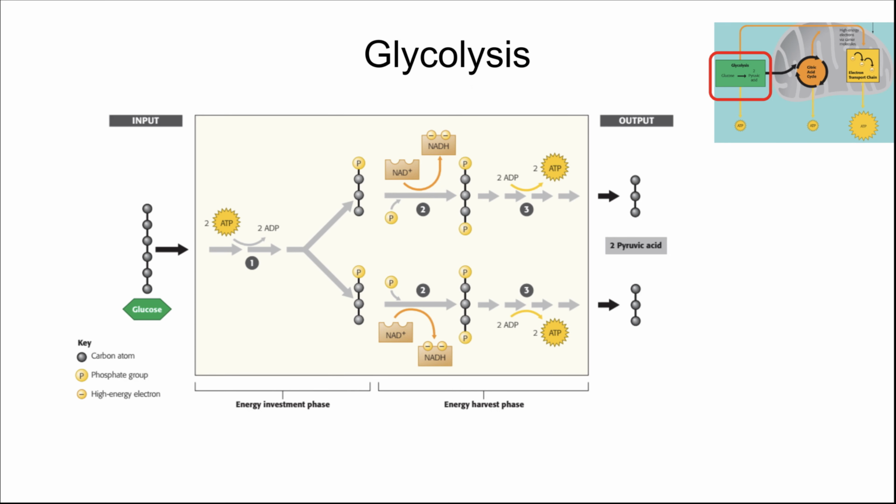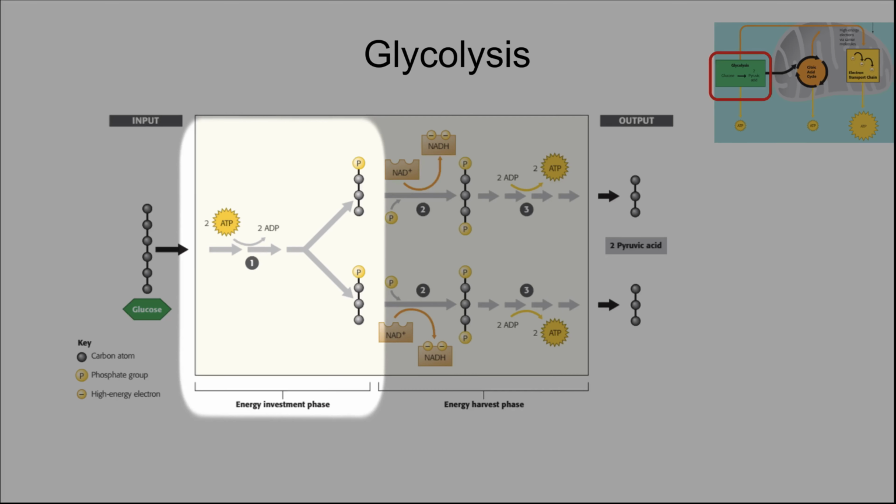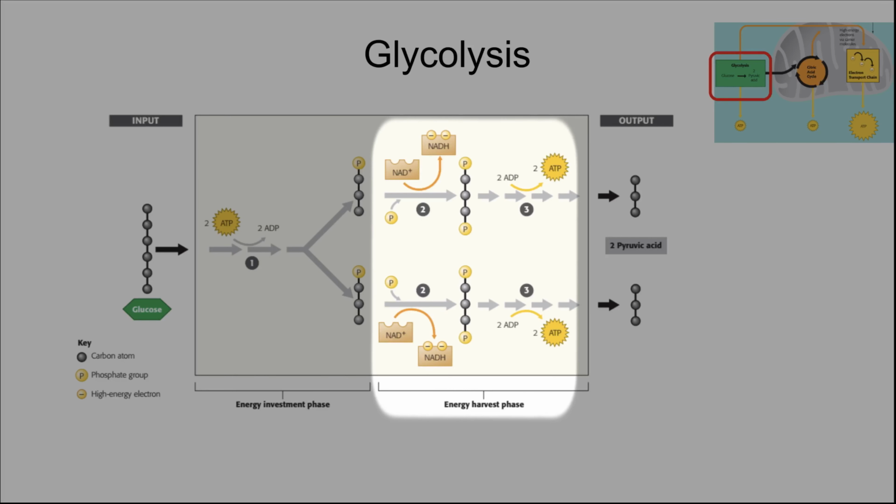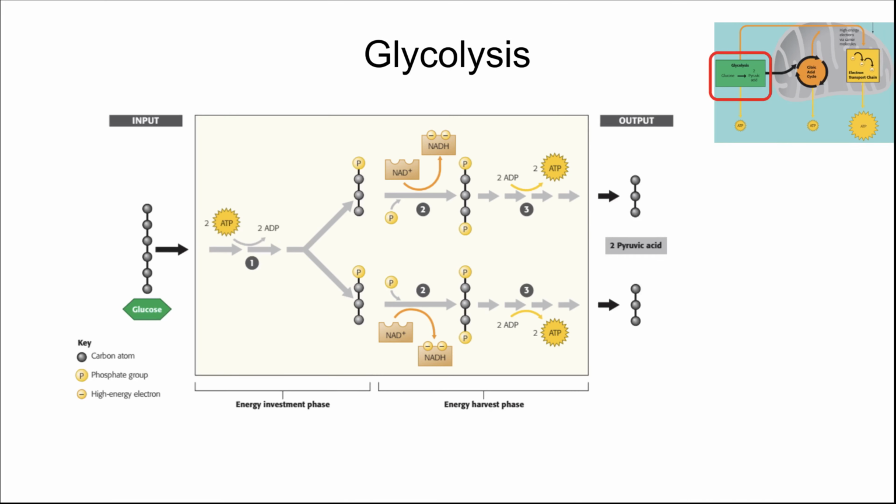Let's first look at glycolysis. Remember, this occurs outside of the mitochondria, but within the cell. Glycolysis uses one molecule of glucose to produce 2 molecules of pyruvate. There are 2 phases of glycolysis: the energy investment phase and the energy harvest phase. You can see that in the energy investment phase, ATP is used up. The 6-carbon molecule of glucose is broken up into 2 3-carbon sugars.